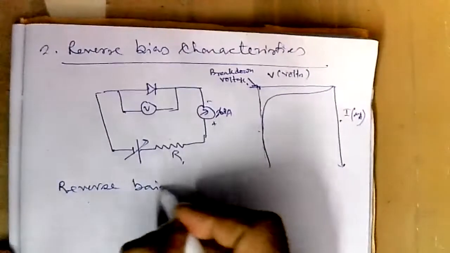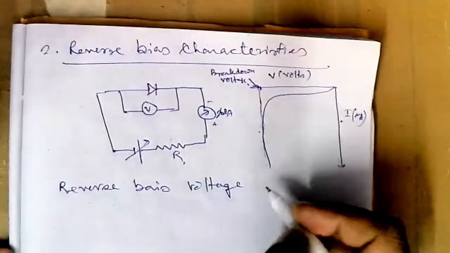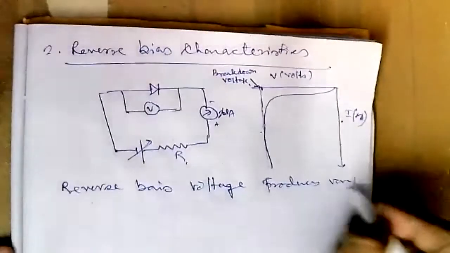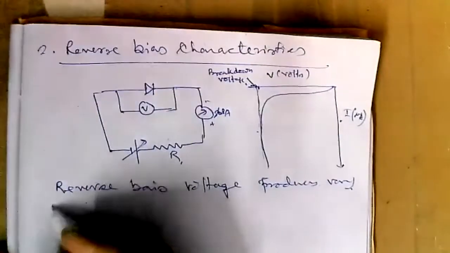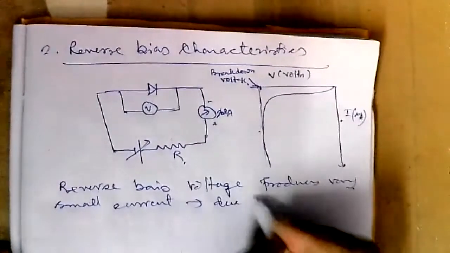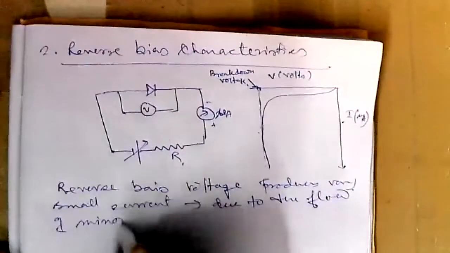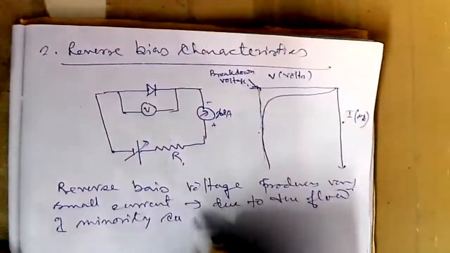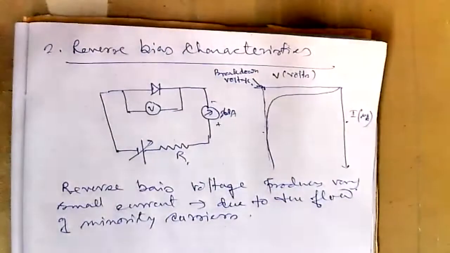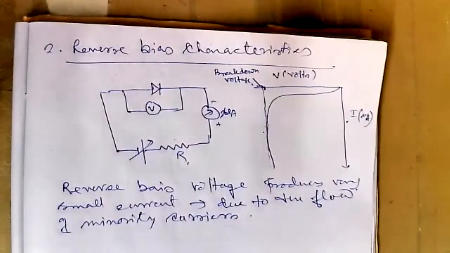Reverse bias voltage produces a very small current due to the flow of minority carriers. Here, minority carriers or majority carriers means majority charge carrier and minority charge carrier. It is of the order of microampere.